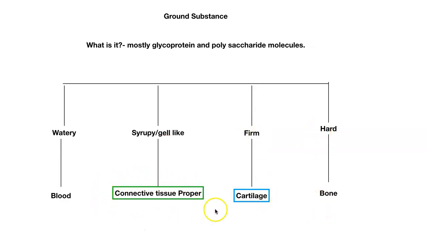We've already gone through connective tissue proper. There are 5 of them, so you must know those. We're now on to cartilage.